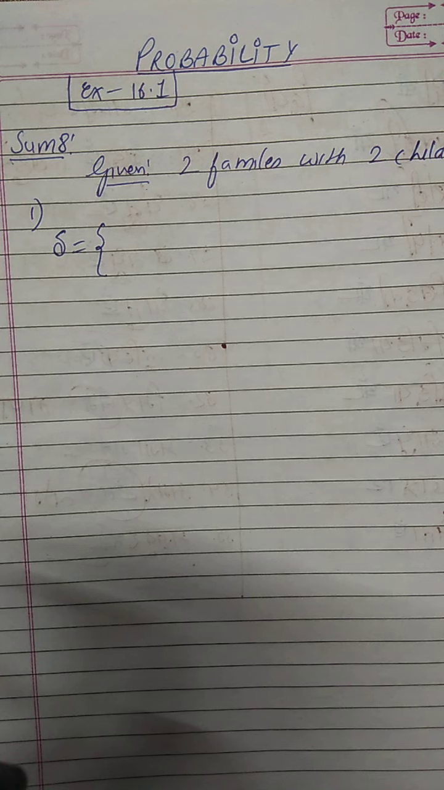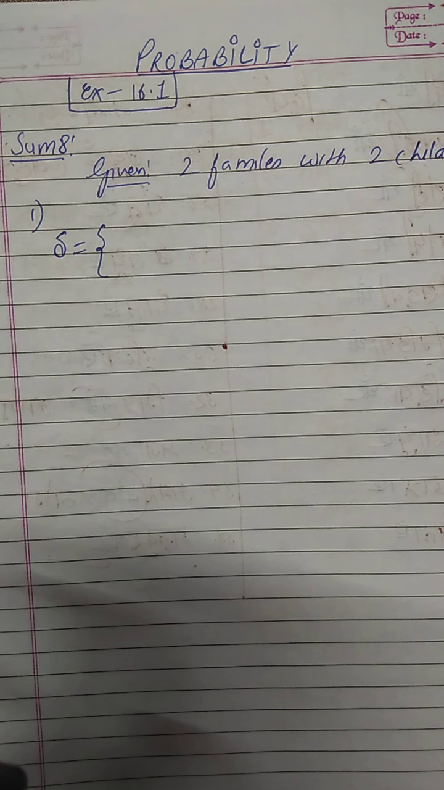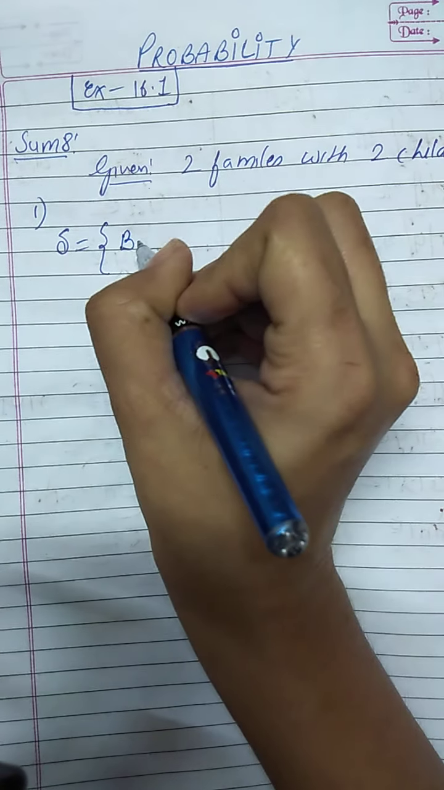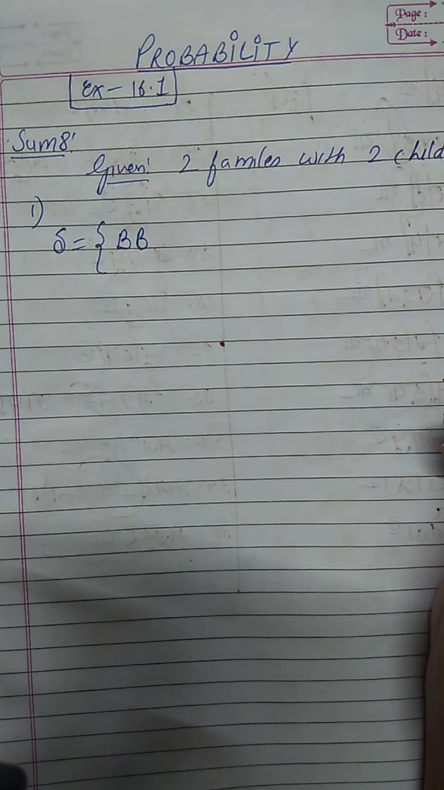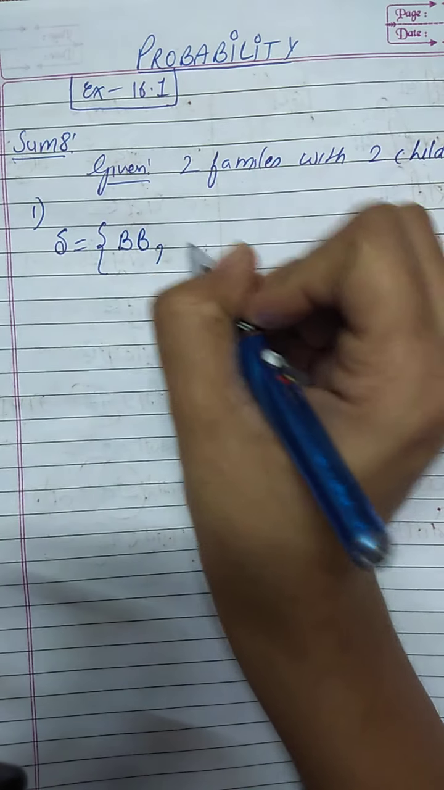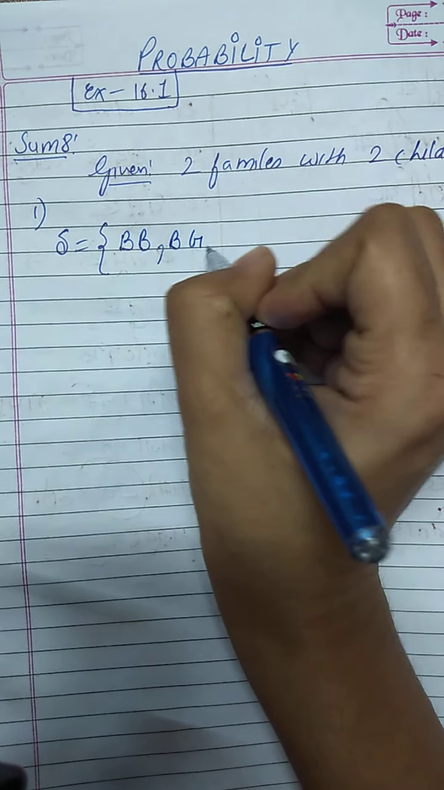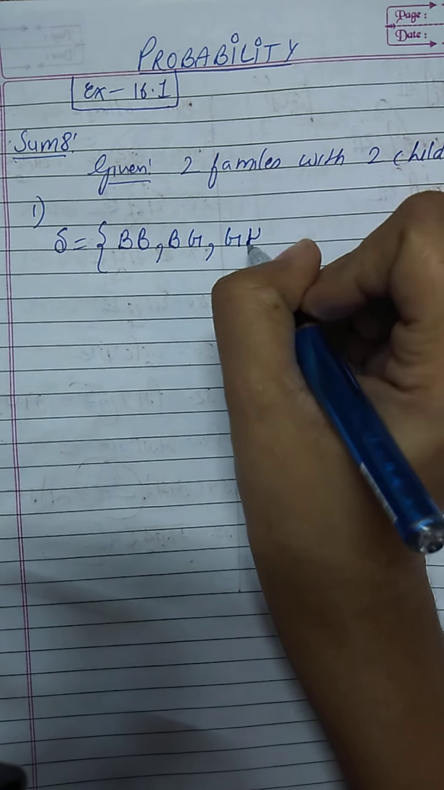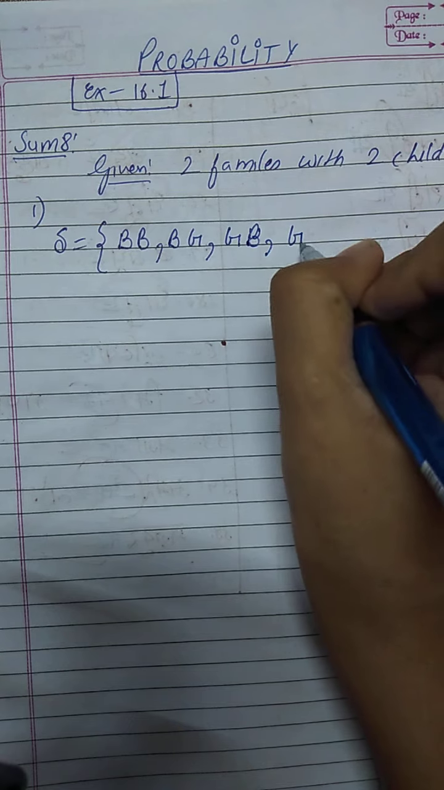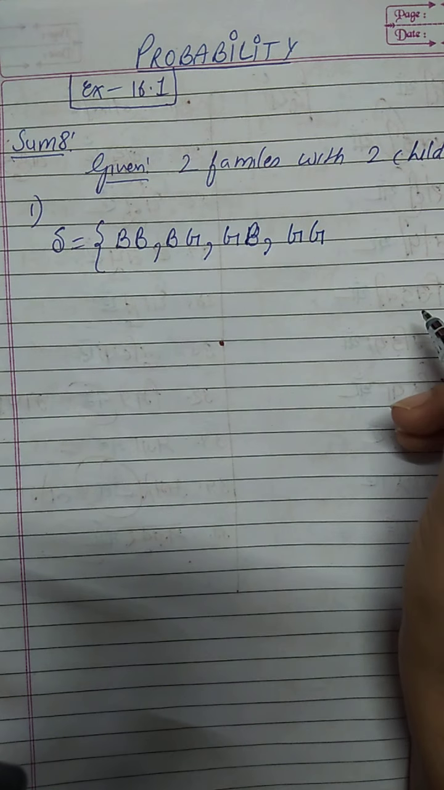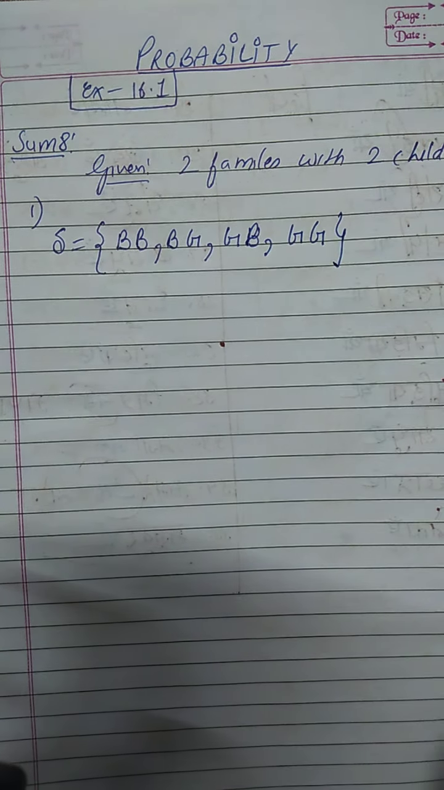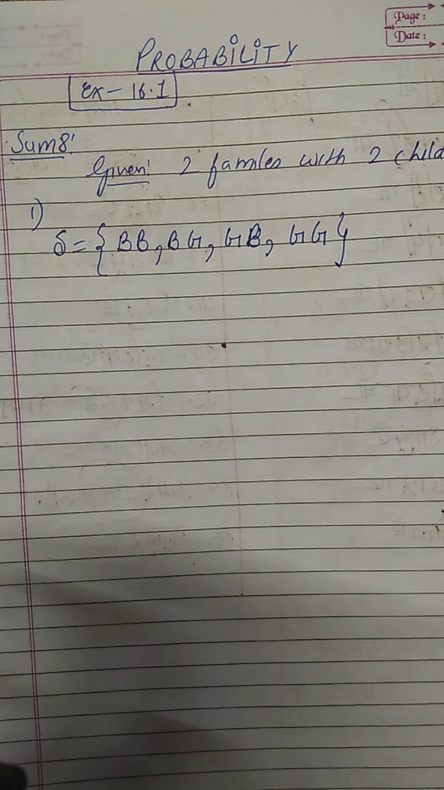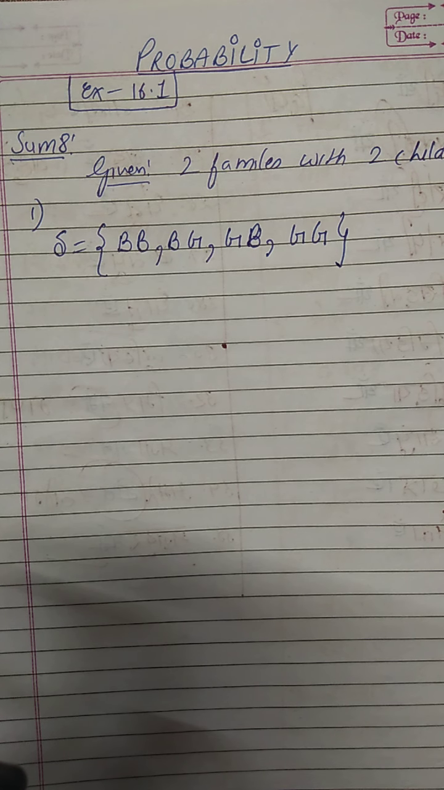But since we have to check the order, how will we write it down? The first child can be a boy, the second child can also be a boy. The first outcome can be when the first child is a boy, second child a girl. It can go the other way, first child girl, second child boy, and first child girl, second child also girl. So this will be the sample space according to the order of birth of the children in the family.